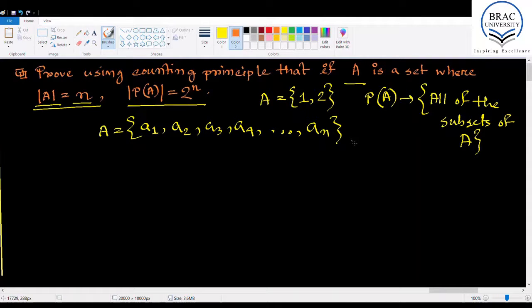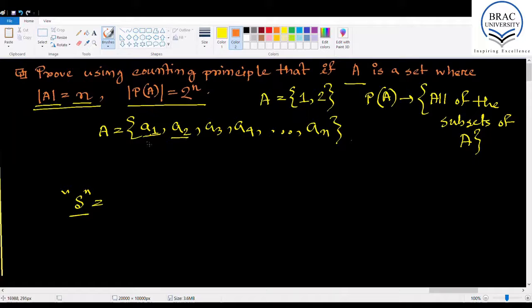If we want to make a subset of set A, say S, we can either pick A1 from this set or reject A1. We can either pick A2 or reject A2, because it is not mandatory that the subset S will contain all of the elements of A. It can reject any of its elements or accept any of its elements.